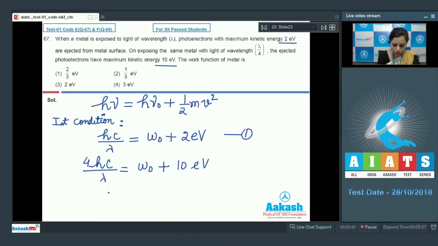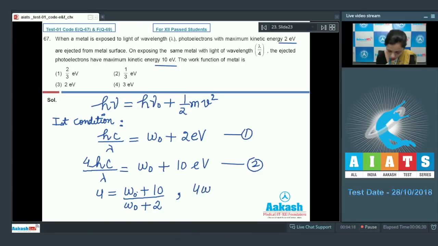Now, if you solve this part, if you divide equation 2 by equation 1, you will easily find out that 4 is equal to (W naught plus 10) divided by (W naught plus 2). And if you solve this for the value of W, you will find out that 4W naught plus 8 is equal to W naught plus 10, and the value of this W naught is equal to 2 by 3 electron volt. This would be the value of W naught. And what is that?